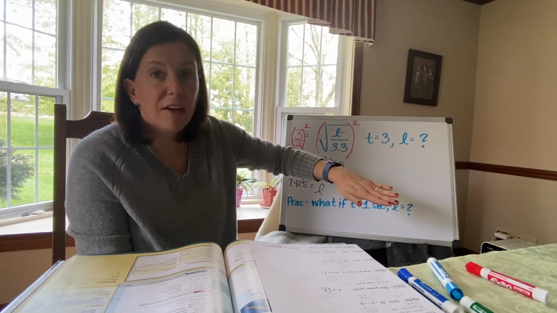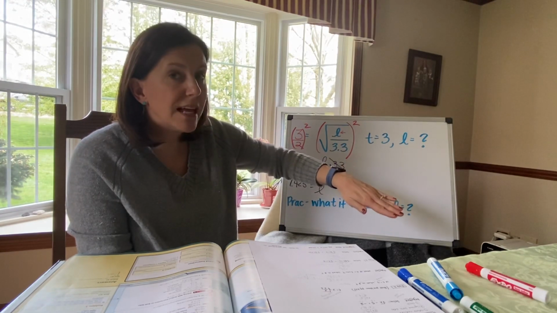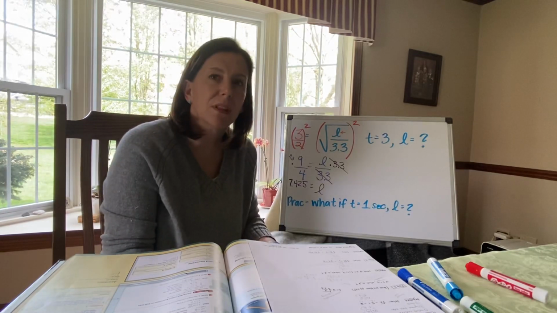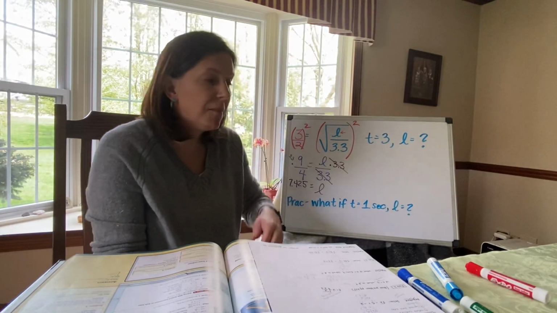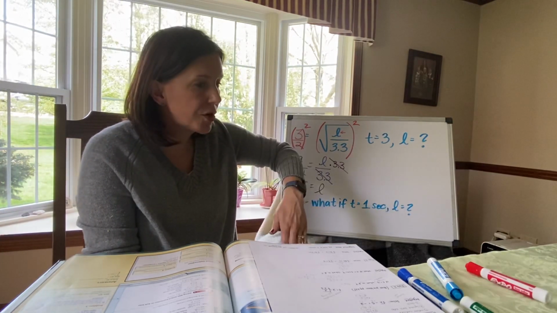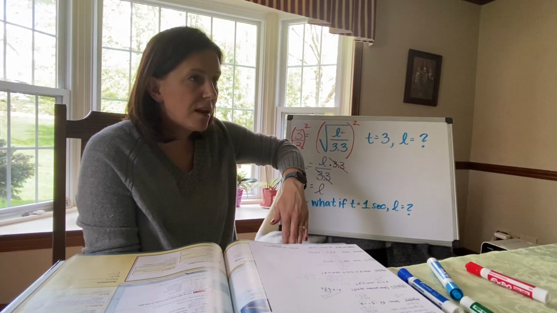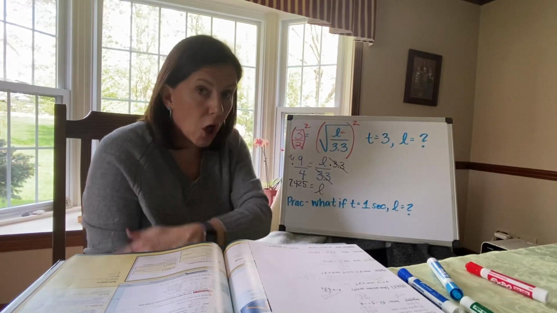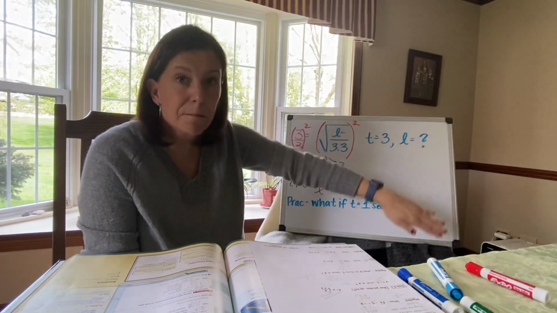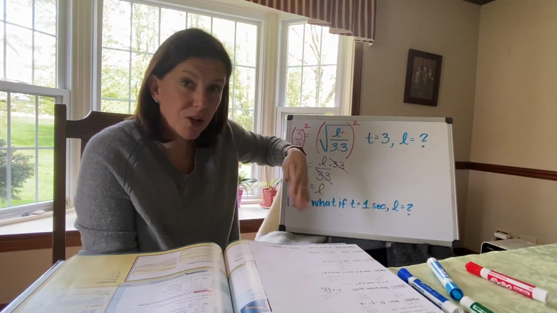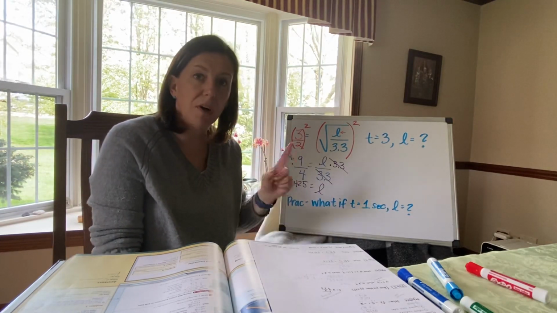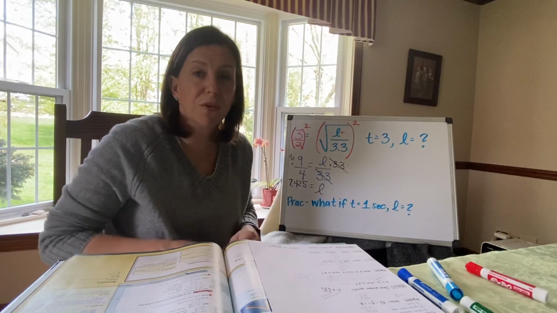Now, if our time is down to 1 second, let's just think about what that means for the length of my pendulum. If my swing time is going to be shorter, what does that mean is going to be true about the length of my pendulum? Am I going to have a much longer pendulum, or am I going to have a shorter pendulum? So think through that as you try this practice problem. Pause the video and come back when you're ready to go over it.